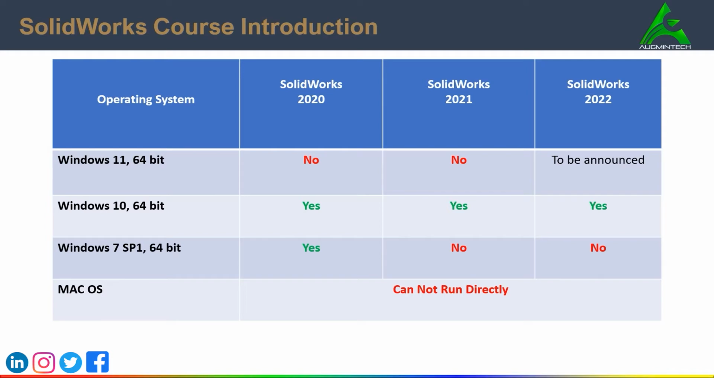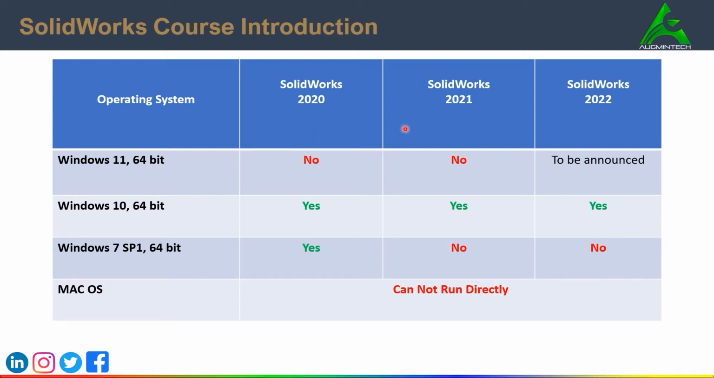SolidWorks is mainly built for Windows operating system. So here this table gives relation between different Windows operating system versions and different SolidWorks versions. By this table, we can see clearly SolidWorks 2020, SolidWorks 2021 and SolidWorks 2022 does not support till now the Windows 11 64-bit operating system.